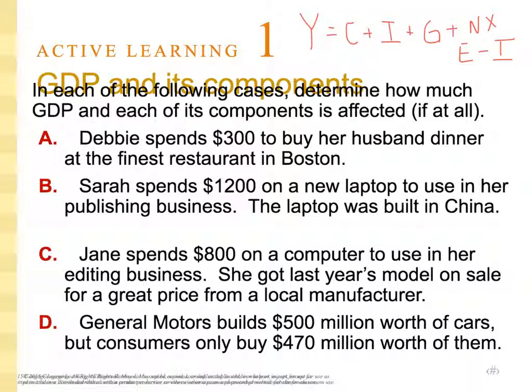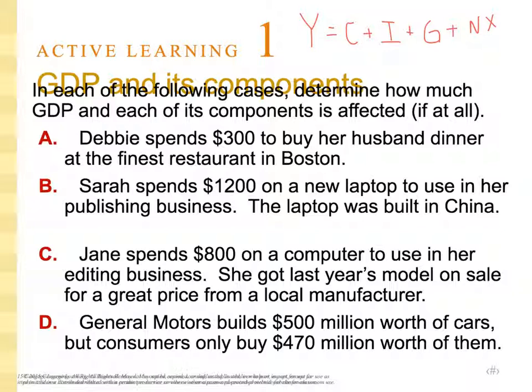Well, if Debbie is spending $300 to buy her husband dinner, she's in consumption. So we're going to increase consumption by $300. And likewise, we're going to increase GDP by $300. So that's the answer to A. I'm going to go ahead and erase that. And then we look at the next question.